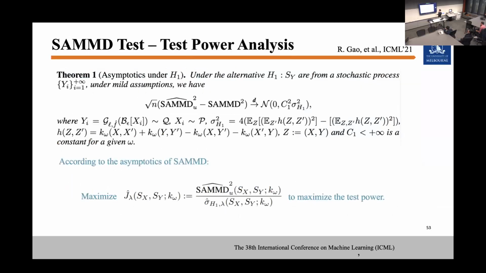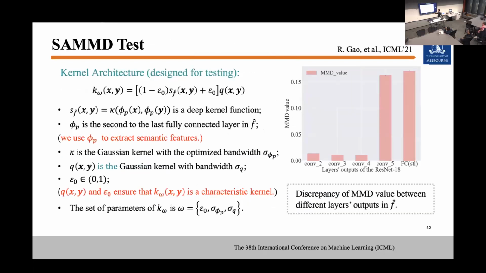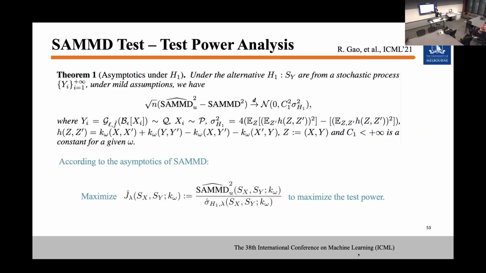However, in this case, we consider that sometimes the adversarial data are non-IID. So we need to refine the previous theory to see if the previous test power and asymptotics still hold. Here we consider Y from a statistical process. Finally, we got a similar answer, so we can still use this kind of test power, and maximize it to obtain the optimal 3 parameters of our deep kernel.